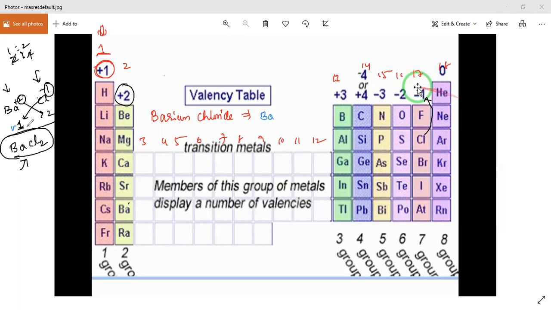Now, can any one of you tell me what is the formula for aluminum bromide? AlBr2. Okay, you said AlBr2, we'll keep it aside. Anyone? AlBr3. Any other formulas? AlBr3. Okay, good. Next, any other formulas?